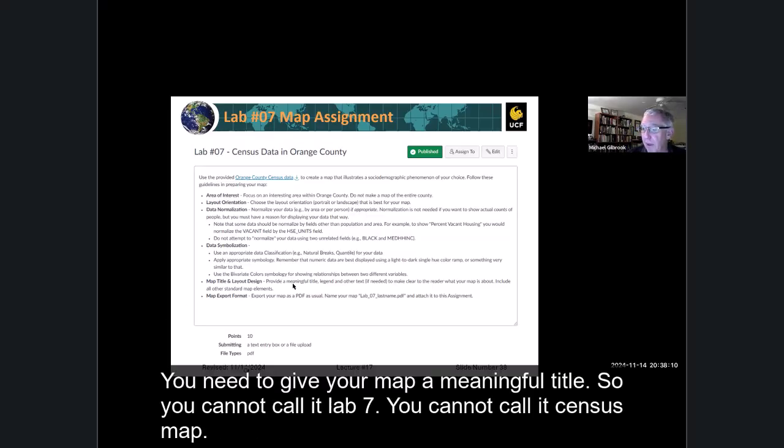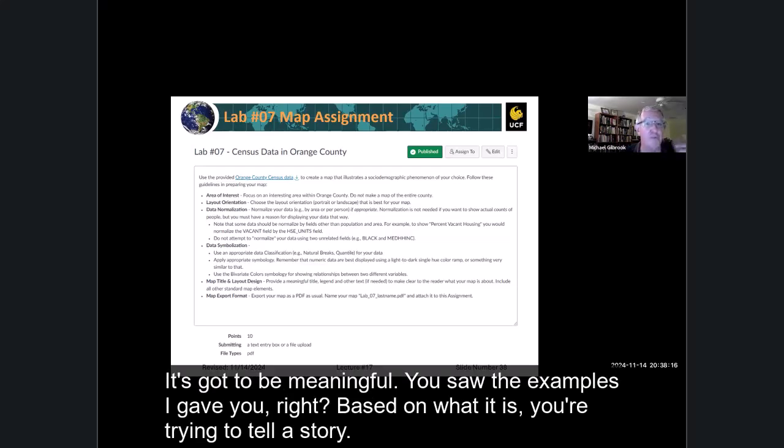You need to give your map a meaningful title. So you cannot call it Lab 7. You cannot call it Census Map. It's got to be meaningful. You saw the examples I gave you, right?